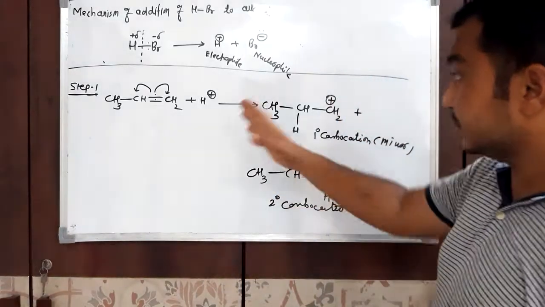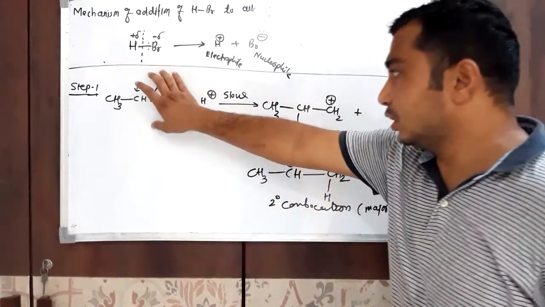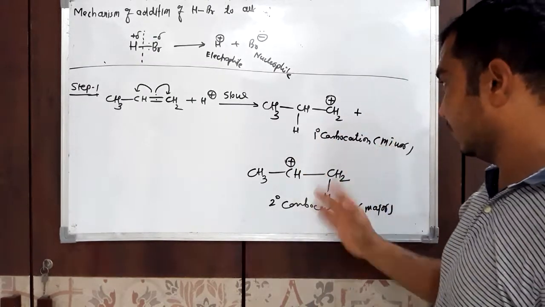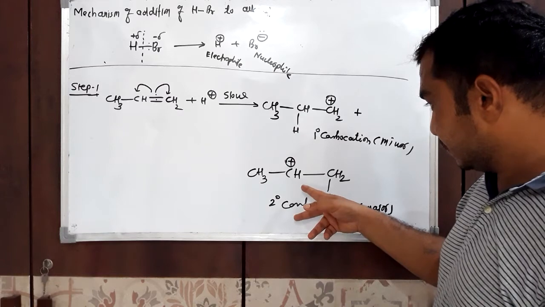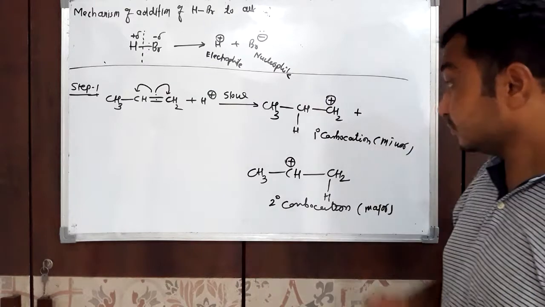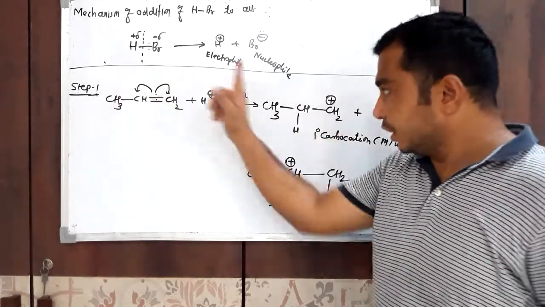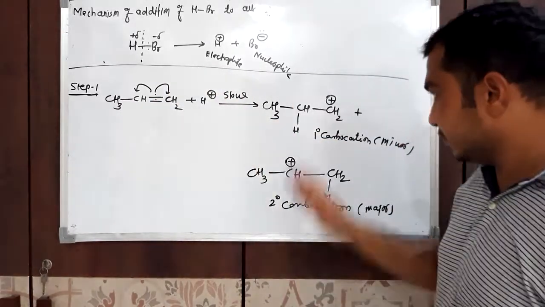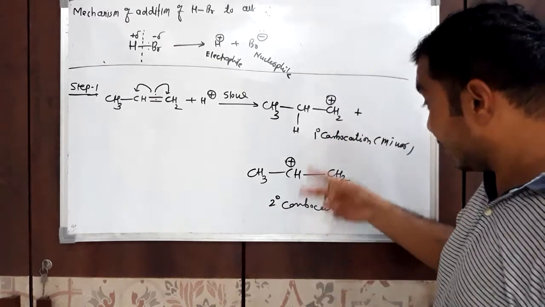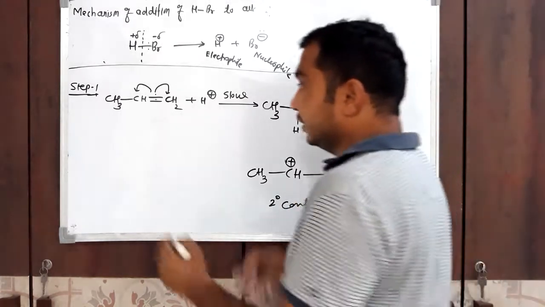Okay, so step 1 is the slow step. Actually slow step because a stable molecule is getting converted into an unstable one. Both are unstable, but among these two, this is more stable than this. If we compare secondary and primary, then secondary is more stable than primary. Okay, so you will find this side is less stable than this, therefore this step is slow. Okay, so in this slow step two products are obtained, primary carbocation as well as secondary carbocation. Among these, secondary is more stable than primary. Okay, this is step 1. Then step 2.